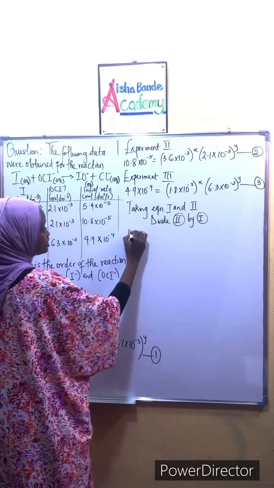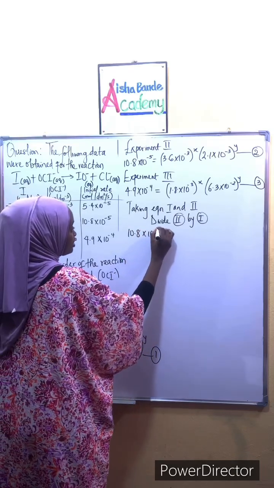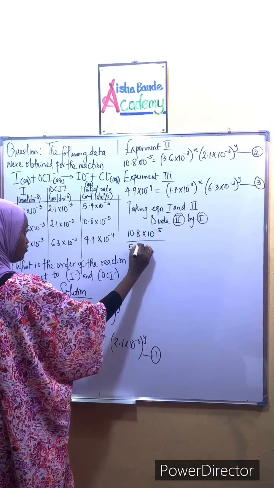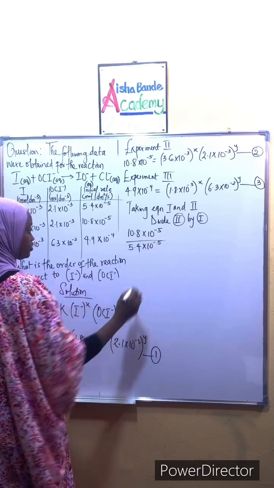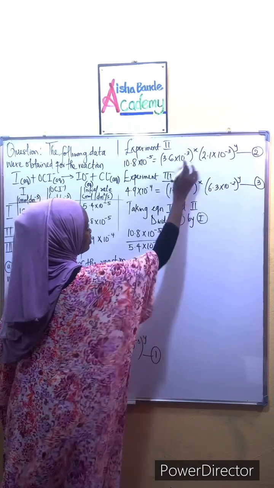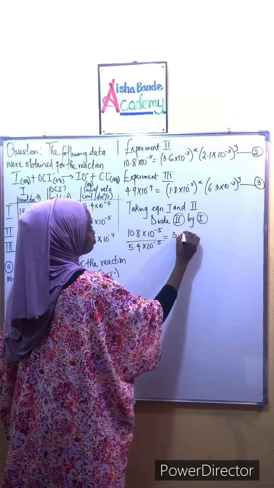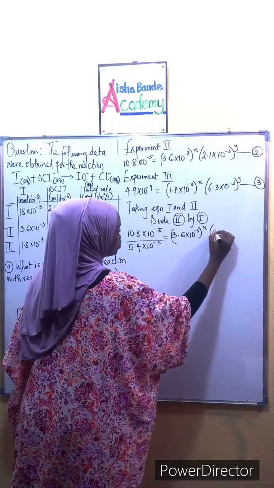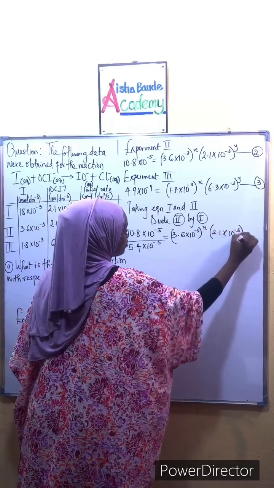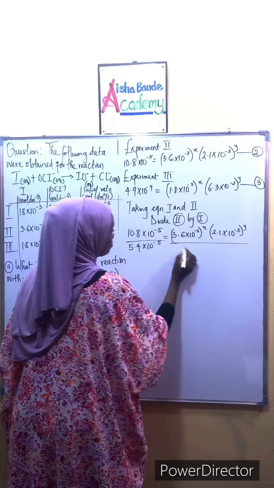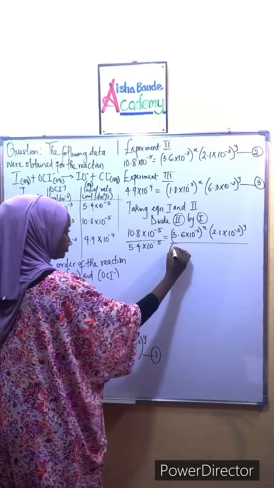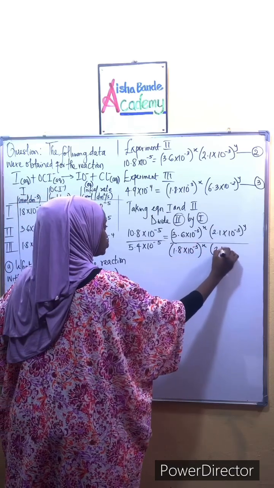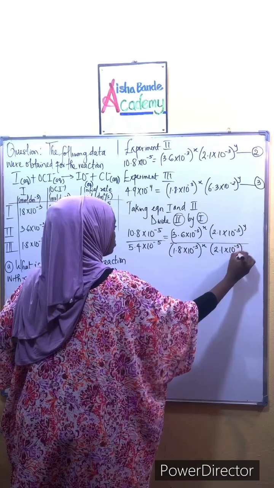So our equation 2 is 10.8 times 10 to the power of minus 5, that is the rate side, divided by 5.4 times 10 to the power of minus 5, equal to the right-hand side here, which is 3.6 times 10 to the power of minus 3 raised to the power of x, multiplied by 2.1 times 10 to the power of minus 3 raised to the power of y, divided by this other side here, which is 1.8 times 10 to the power of minus 3 raised to the power of x, multiplied by 2.1 times 10 to the power of minus 3 raised to the power of y.